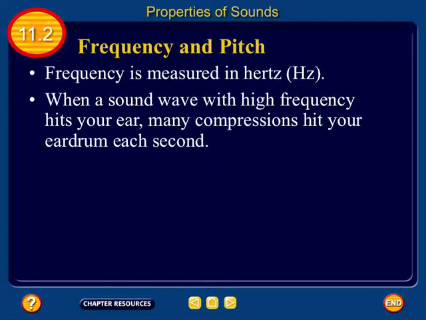Guys, if you remember, and I've already played this before, but I just wanted to remind you. This is a frequency of 1,000 hertz. So if it's 1,000 hertz, then that means every second, 1,000 what? 1,000 waves hit your eardrum, right? So that is a frequency of 1,000 hertz.